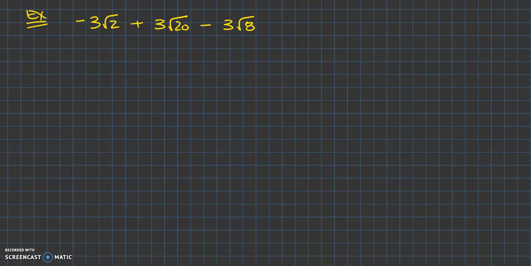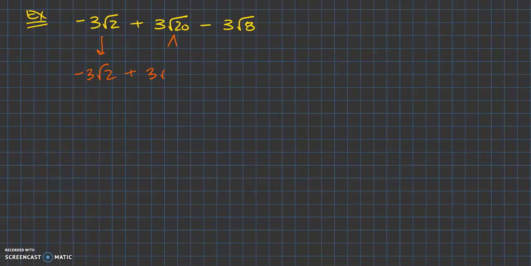Well, we start off, we know that 2 is a prime number, so this is going to be negative 3 root 2. Nothing's going to change there. Plus, the 20, I know my factors of 20. 2 of them are 4 and 5. 4 is a perfect square.